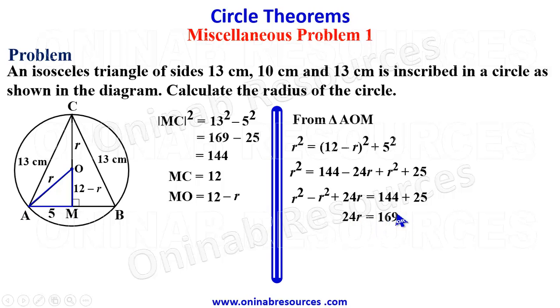Dividing both sides by 24, we're going to have R to be 7.04 centimeters. After dividing 169 by 24, we are left with 7.04, which represents the radius of the circle to 3 significant figures or to 2 decimal places. Since it is not specified, we have our result. And that's the end of the solution to this problem, and this is where we are ending this tutorial.